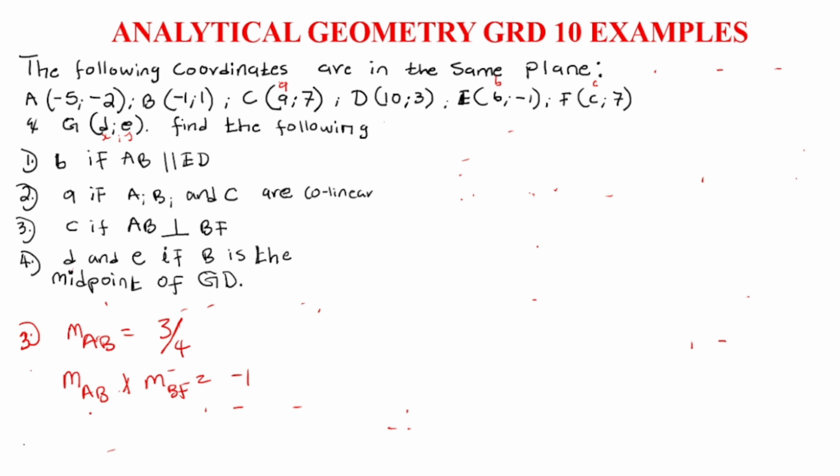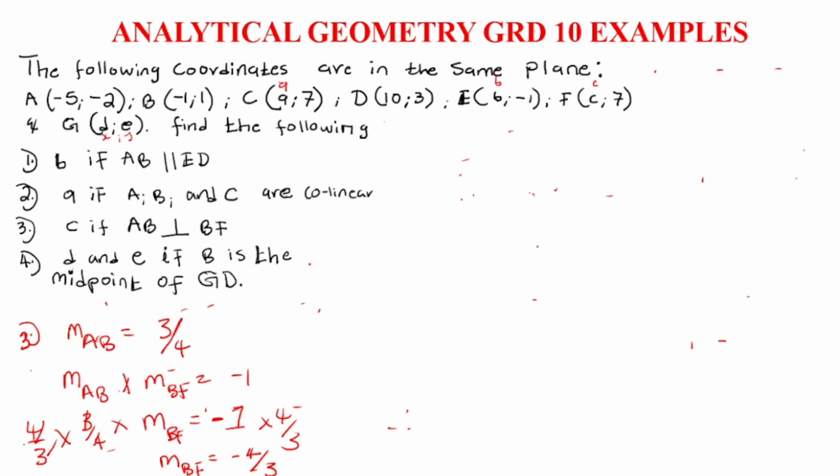So we already know the gradient of AB is 4/3, multiplied by the gradient of BF, which we don't know, is going to be equal to -1. If you do what you do on the left, you must do on the right. Multiply both sides by 4/3. Therefore, the gradient of BF would have to be -4/3, so that their product will give us -1. This and this would cancel out here. Now we know the gradient of BF.